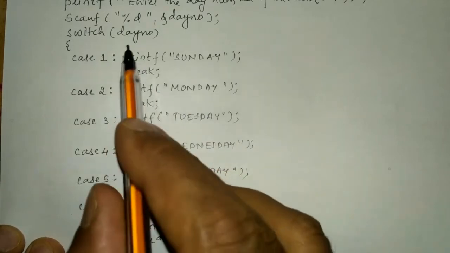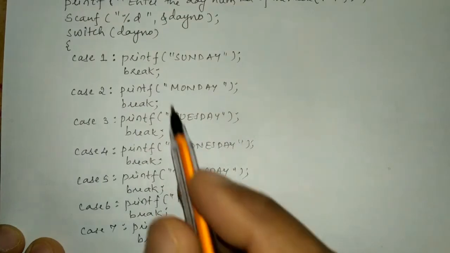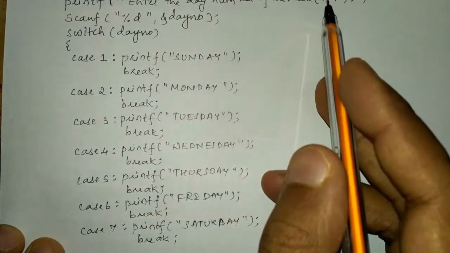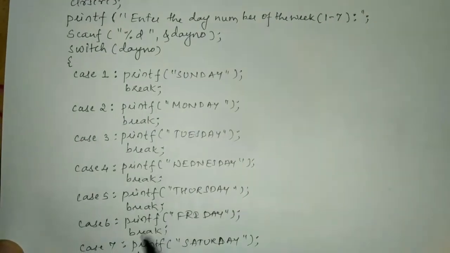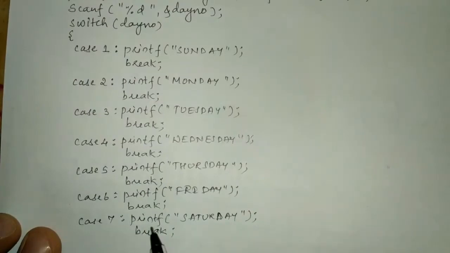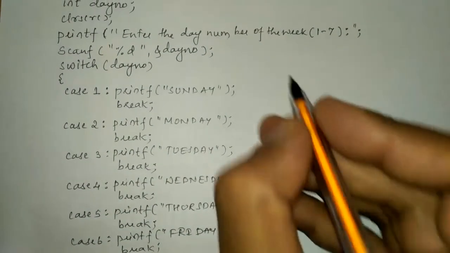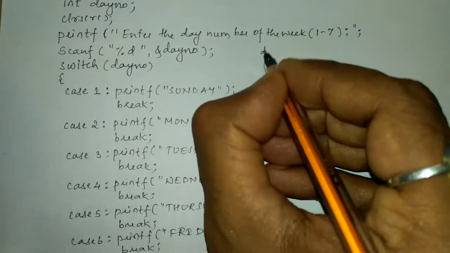If the switch expression do not match with any of the case label, if the user enters any other number other than 1 to 7, then it has to execute the default statement. So after all the 7 cases, I have to write one more statement called default statement. I'm going to write that statement over here.